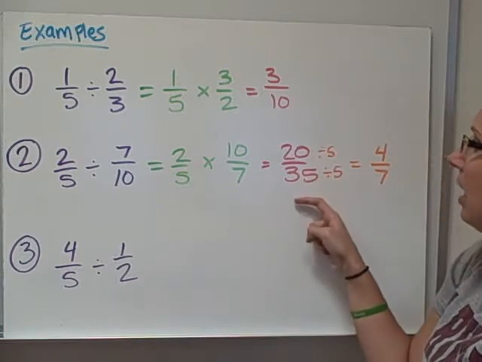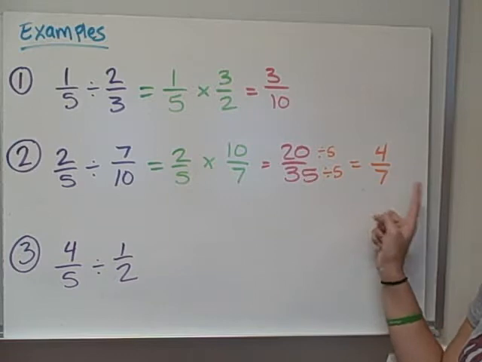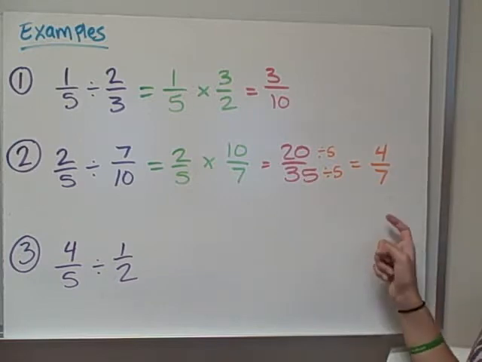And I can reduce this. 20 divided by 5 is 4. 35 divided by 5 is 7. My final answer is 4/7.